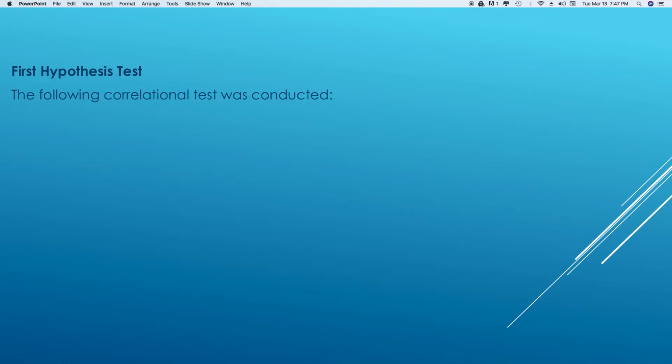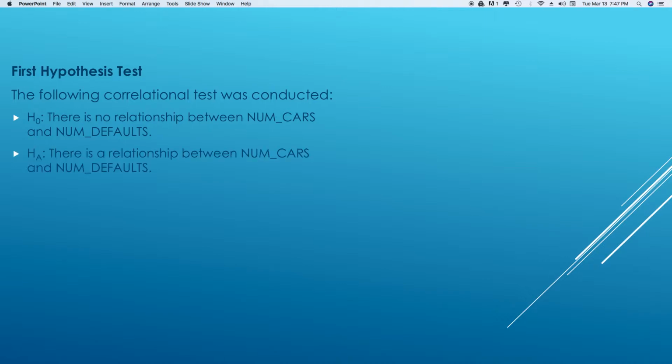So our first hypothesis test will state the following correlational test was conducted, and the null, as always, is there is no relationship between the number of cars and the number of defaults. As always, our alternative states the opposite, that there is a relationship between the number of cars and the number of defaults.